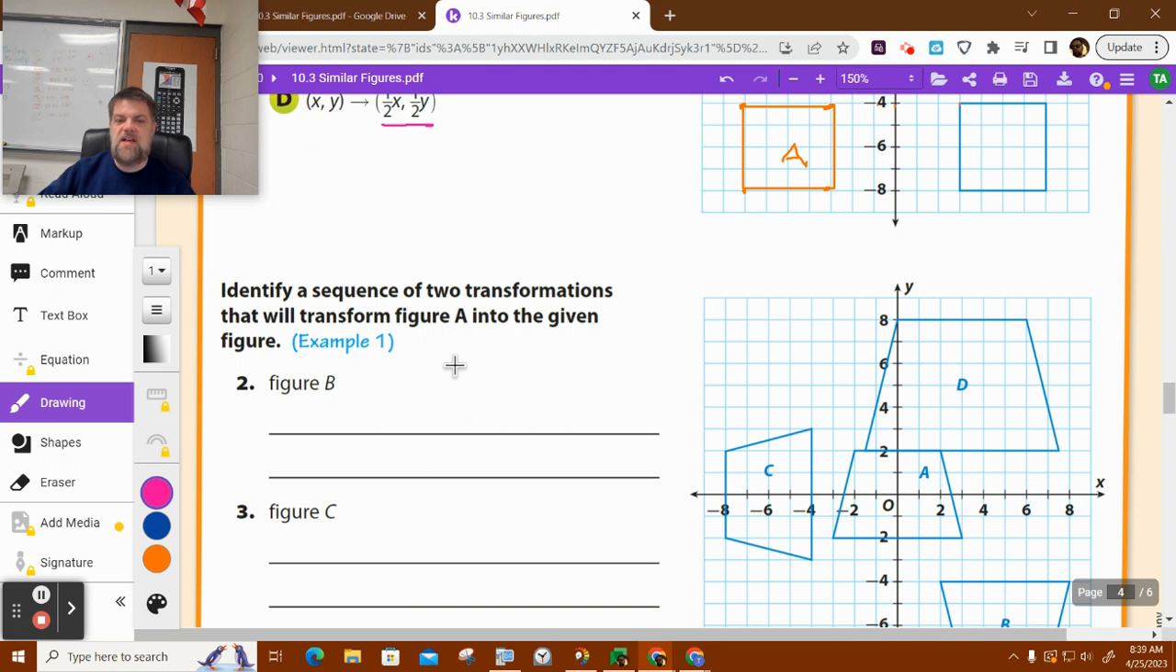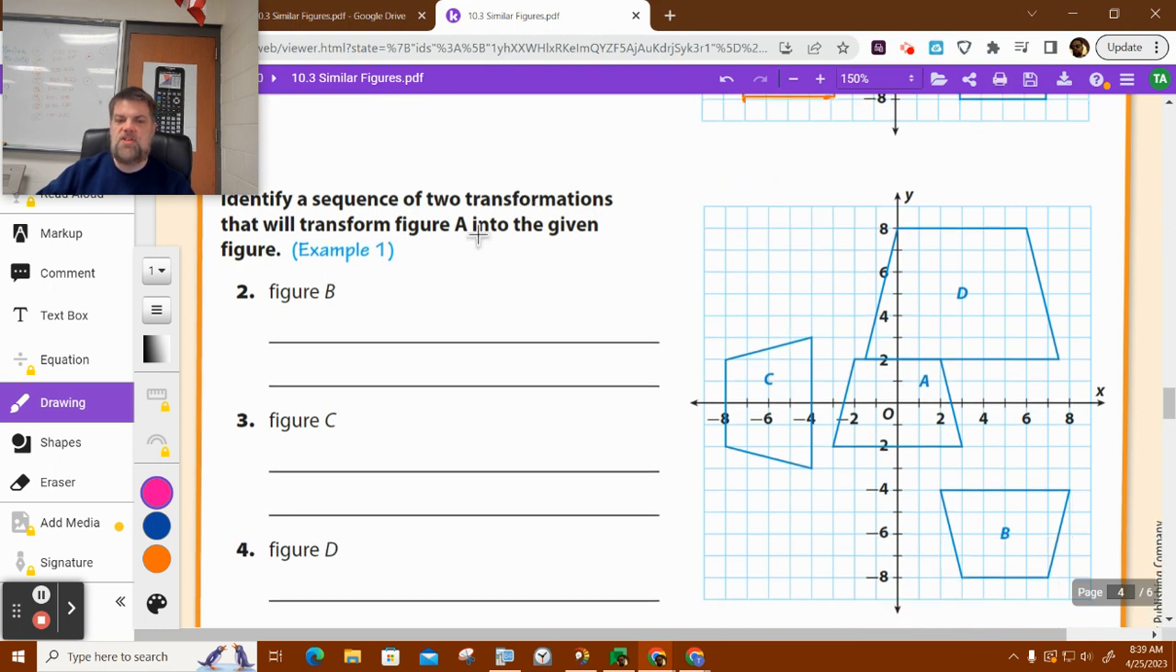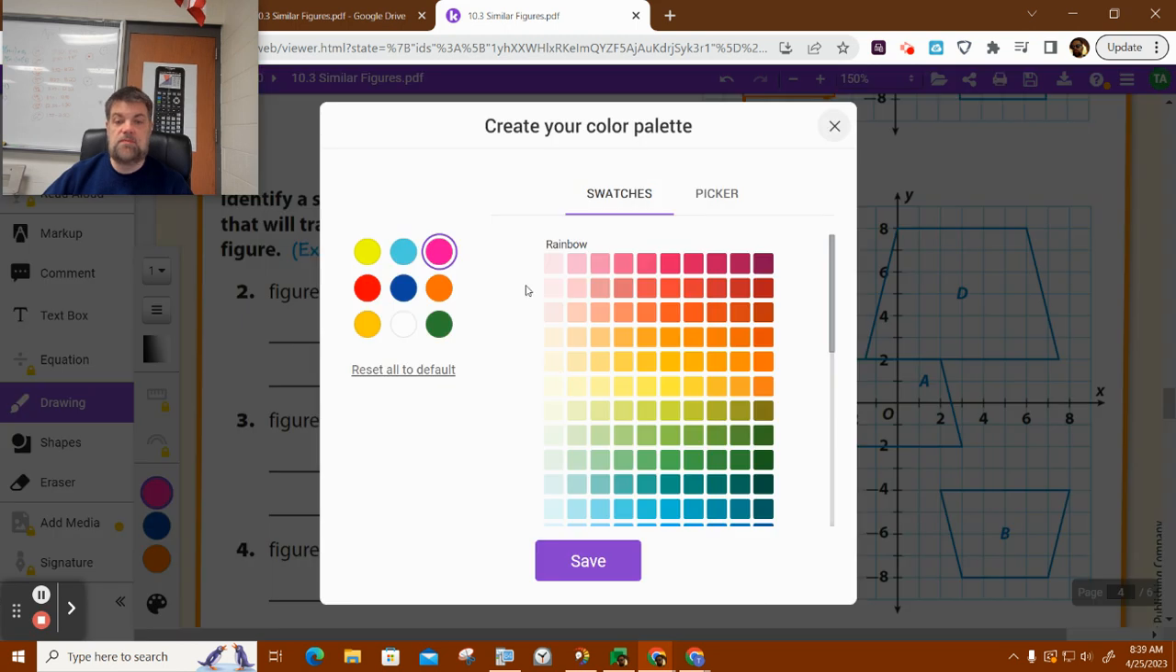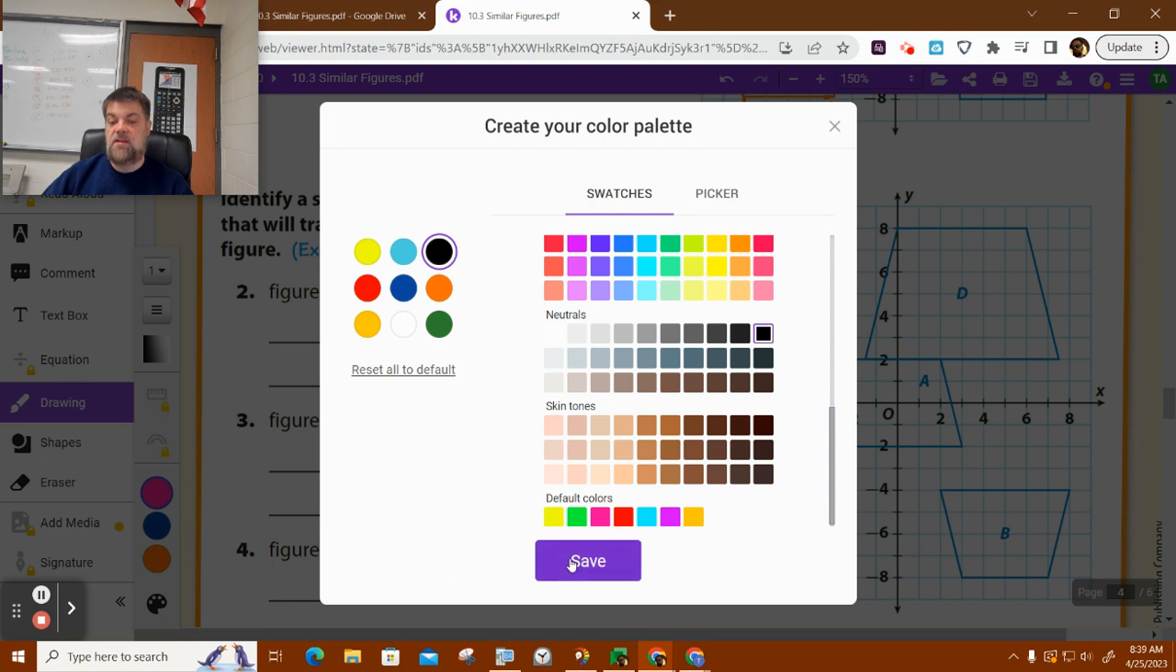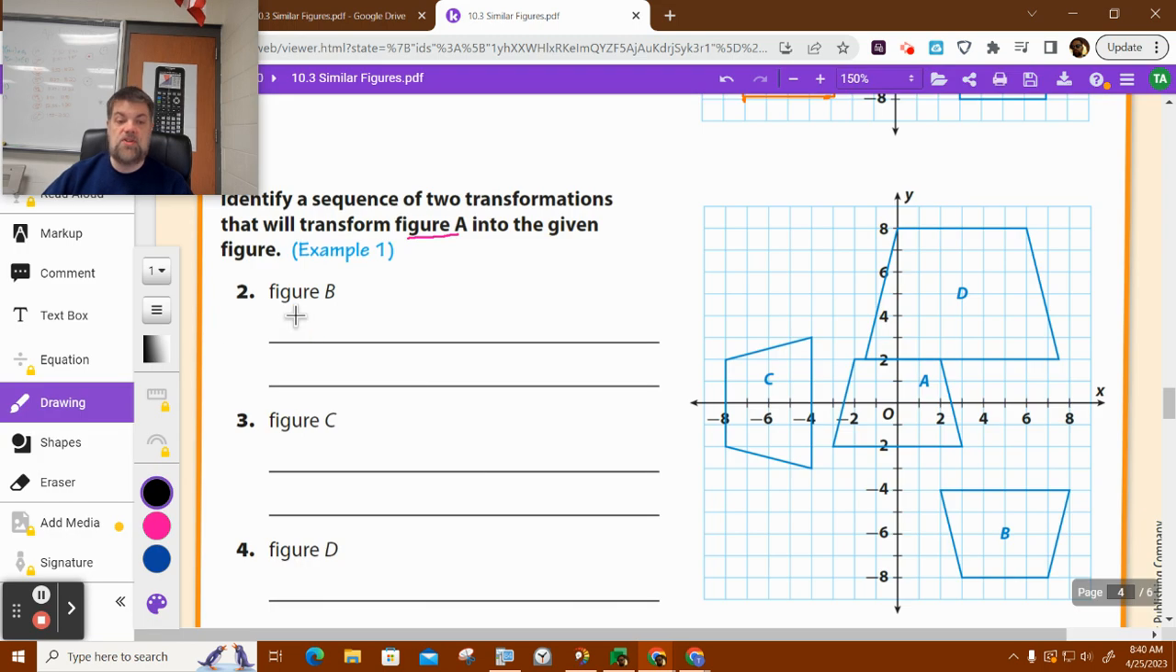All right, so it says identify the sequence of the 2 transformations that will transform A given the figure. So what we're doing is we're going from A to B. So what do you notice about A and B, first of all? What did they do? Different orientation, so that means there was some sort of flip, right? So I'm going to say reflection and rotation. Or reflection. Now, your answers might vary, but there's definitely a reflection. So let's just do that.